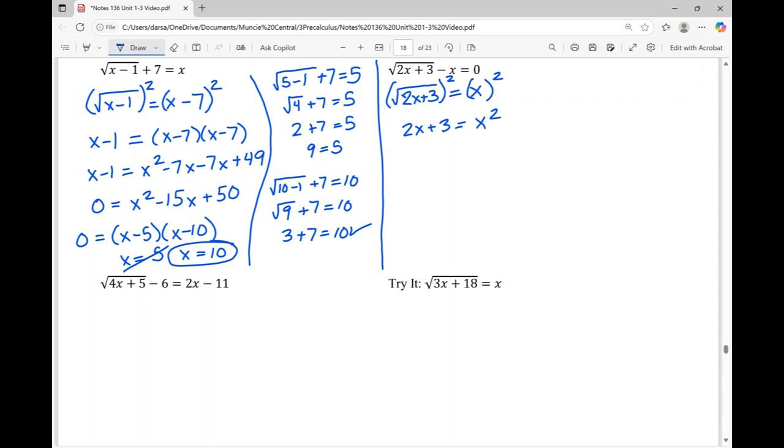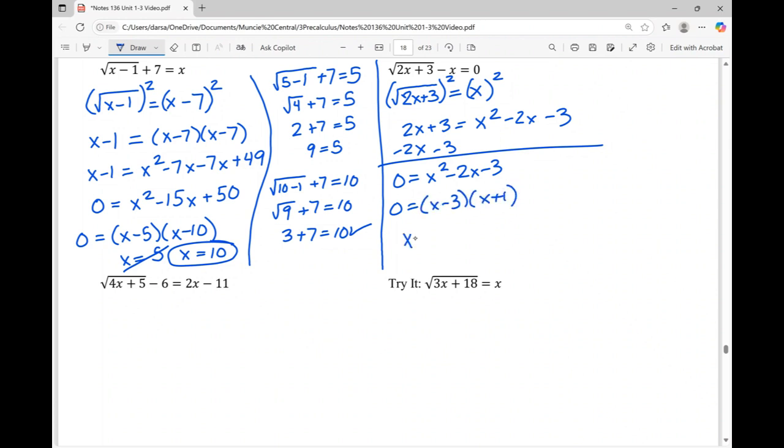We're going to get everything on one side. Now, it's tempting to subtract the x squared over to the left, but remember, we're going to factor this. So it's a lot easier if we subtract the 2x and subtract the 3 over to the right-hand side, because then what we're going to get is a little bit easier to factor. So 0 equals x squared minus 2x minus 3. That will factor to x minus 3, x plus 1. That gives us two candidate answers of 3 and negative 1.